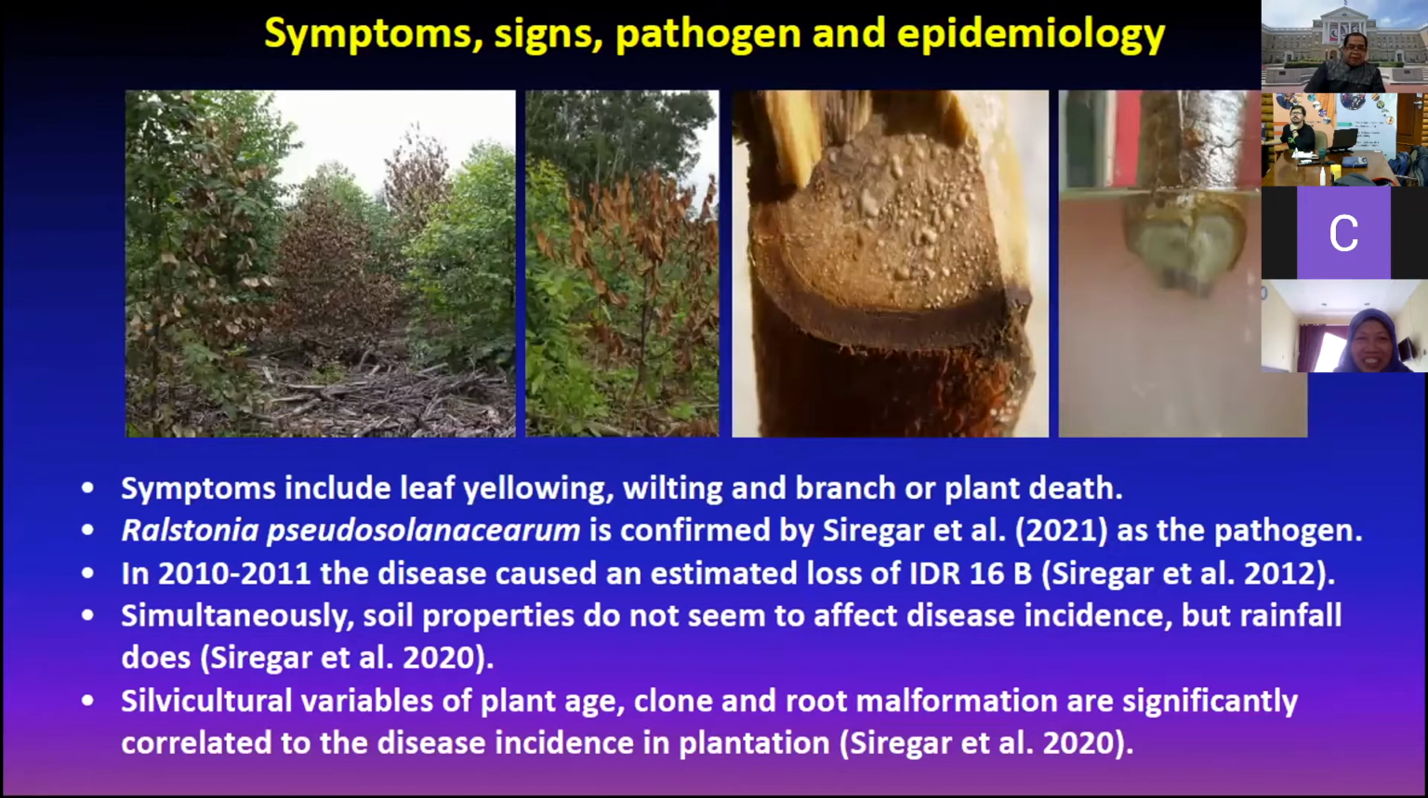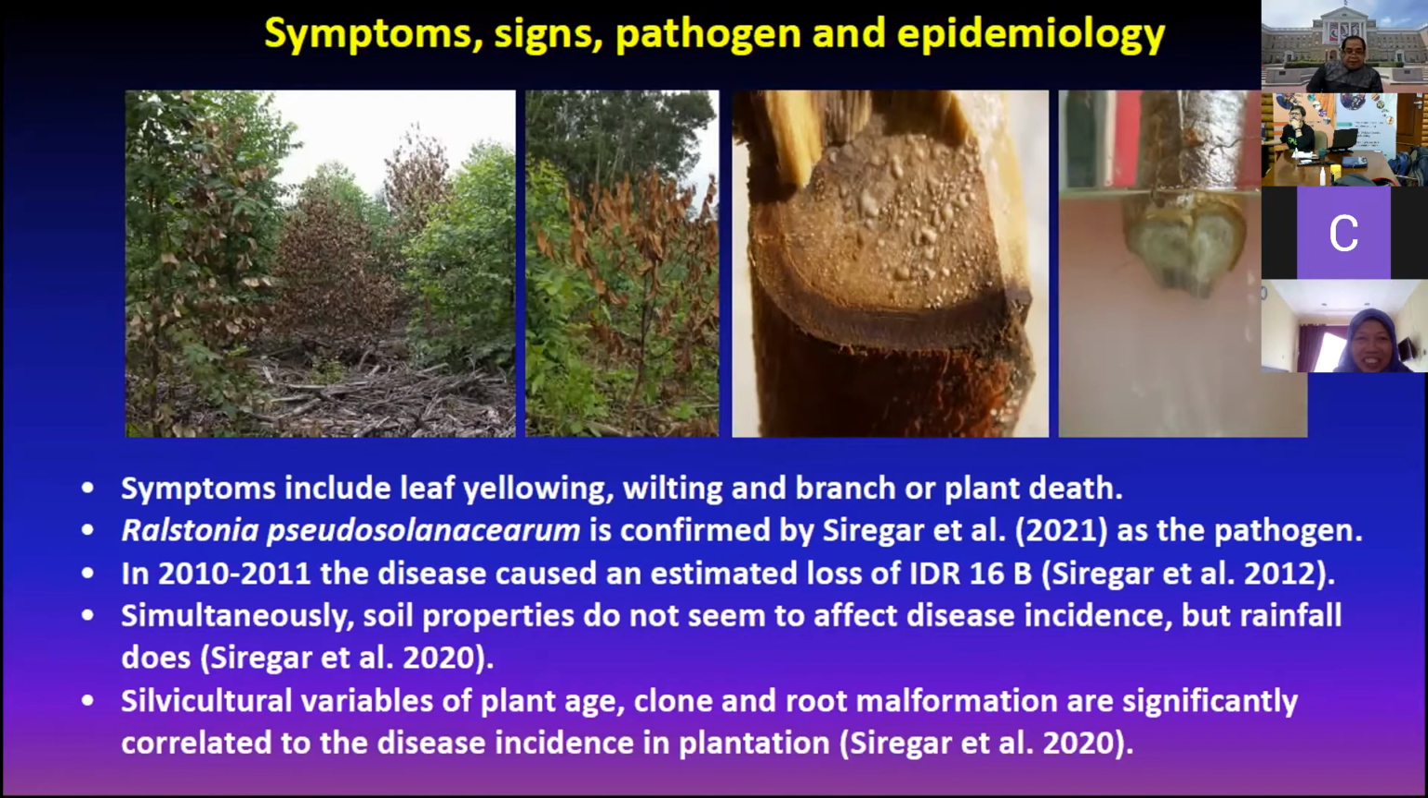This is the symptom, the sign, and pathogen and epidemiology. Symptoms include leaf yellowing, wilting, and branch or plant death. The pathogen has been confirmed by Dr. Bayu Senegal as Ralstonia pseudosolanacearum.